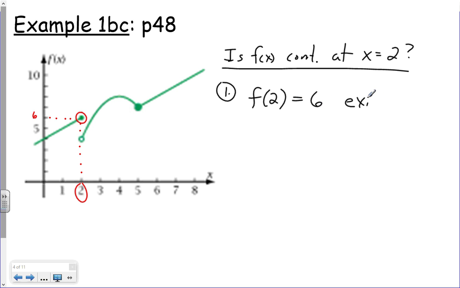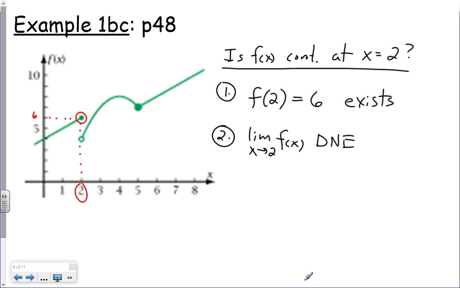So f of 2 exists. Again, as long as you get some number, it exists. So it meets the first part of the definition of continuity. The second part of the definition of continuity talks about the limit. So we've got to take the limit as x goes to 2 of f of x. Oh, here's where we're going to run into a problem. Limit from the left side, I can see is headed towards 6, but from the right side, it looks like it's headed towards 4. Those are not the same. So this limit does not exist.